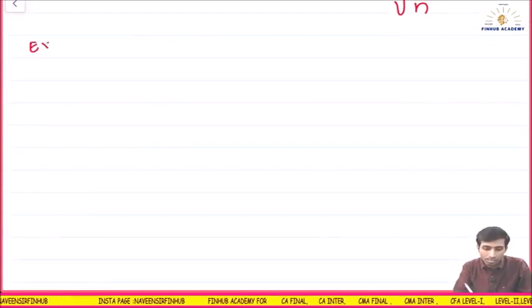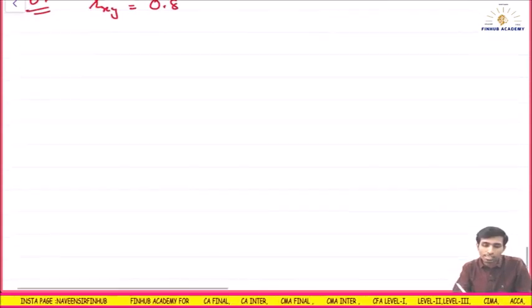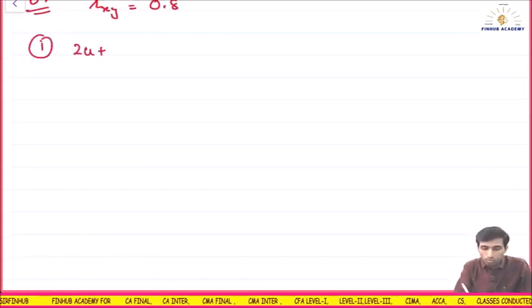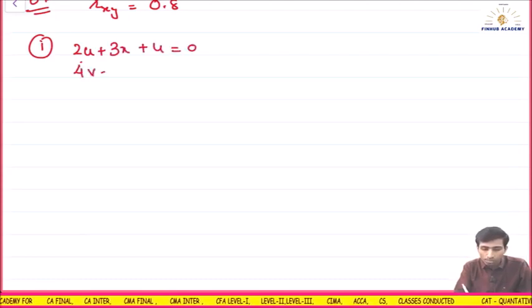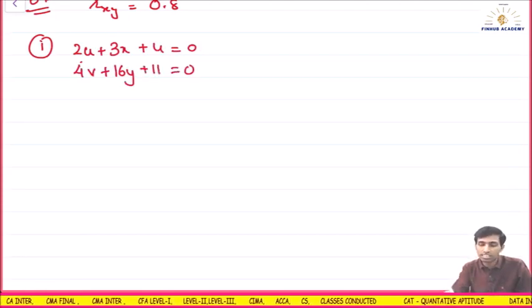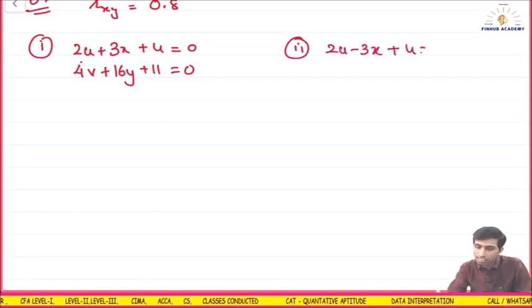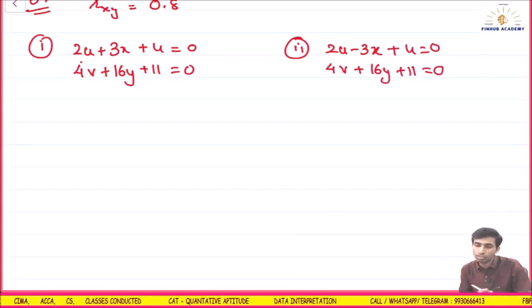Let's say, for example, my r x on y is equal to 0.8. Then the first equation, 2u plus 3x plus 4 is equal to 0, and 4v plus 16y plus 11 is equal to 0. This is the first case. Second case, let's say 2u minus 3x plus 4 is equal to 0, and 4v plus 16y plus 11 is equal to 0, keeping it the same.